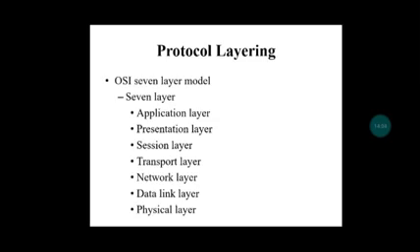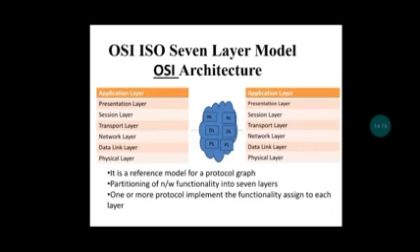The protocol layers, the OSI model, have several layers: application layer, presentation layer, session layer, transport layer, network layer, data link layer, and physical layer. The OSI architecture refers to a model of protocol layer functions divided into seven layers. One or more protocols implement the function of each layer.